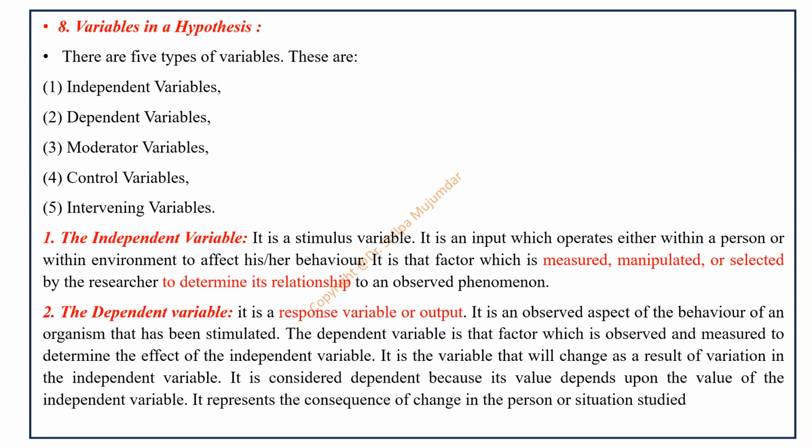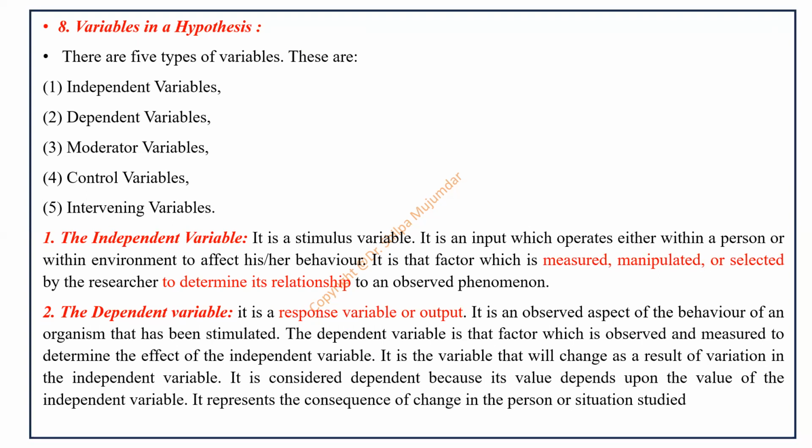So what is the independent variable? The independent variable is a stimulus variable, which can be measured, manipulated, or selected by the researcher to determine the relationship to the observed phenomenon. Although it is measured, manipulated, or selected by the researcher, at the same time it will stand alone as an independent variable. Nothing is dependent on it.